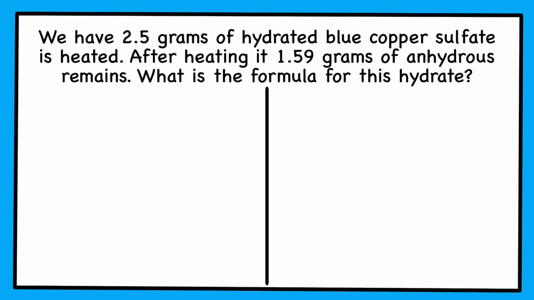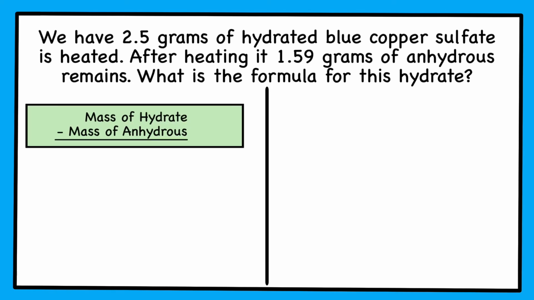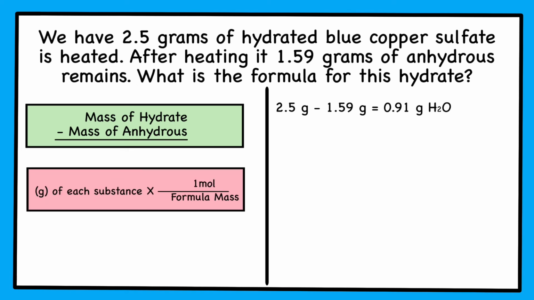Well, our first step in these types of problems is to figure out how much water is driven off. So we take our hydrate weight and subtract our anhydrous weight from it. So 2.5 minus 1.59. This gives me 0.91 grams of water driven off. Next, we convert these into moles by multiplying the weights of the compounds by the molar masses. So 1.59 grams of copper sulfate multiplied by 1 mole of copper sulfate over 159.6 grams of copper sulfate.